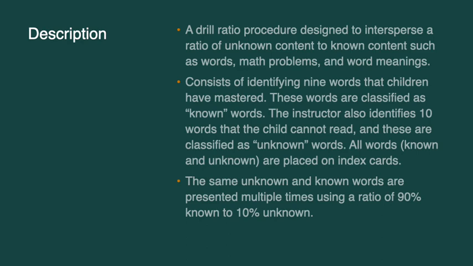These words are classified as known words. The instructor also identifies 10 words that the child cannot read, and these are classified as unknown words. All words, known and unknown, are placed on index cards. The same unknown and known words are presented multiple times using a ratio of 90% known to 10% unknown.